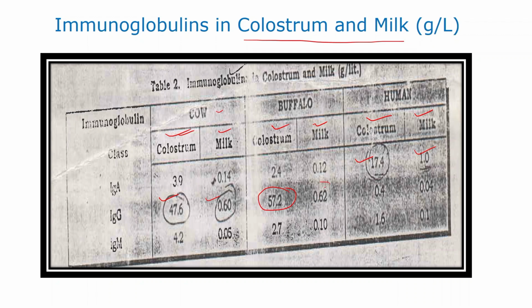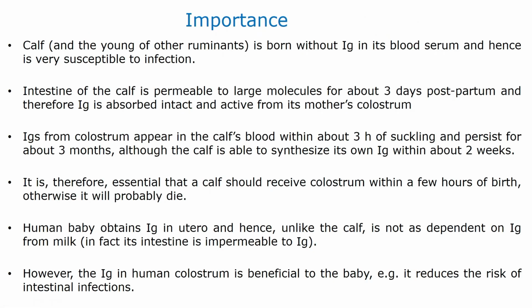So we can say that the concentration of colostrum immunoglobulins is slightly higher in buffalo colostrum as well as milk among the 3 species, that is cow, buffalo and human milk. The concentration of the immunoglobulins in colostrum and milk is shown in grams per liter in the slide. Now see the importance. What is the importance?